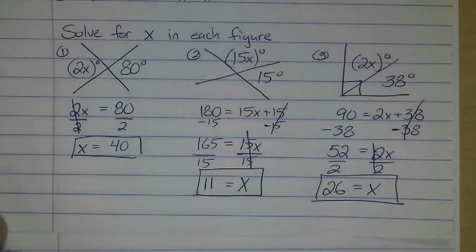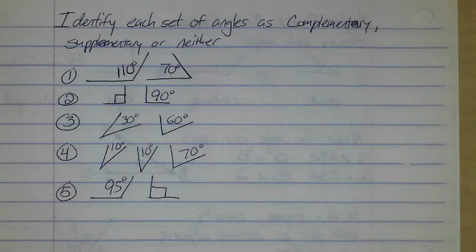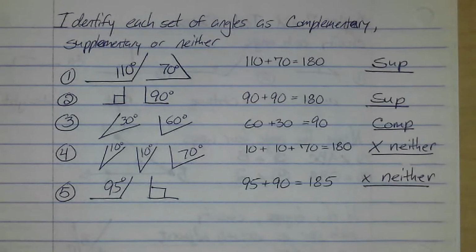Okay, how'd you do? If you still need help on this, check out the video on Chapter 7, Section 2. Okay, identify each set of angles, complementary, supplementary, or neither. Remember, go by the number or symbol in the angle, not necessarily the picture, in case your test maker is a bad artist.